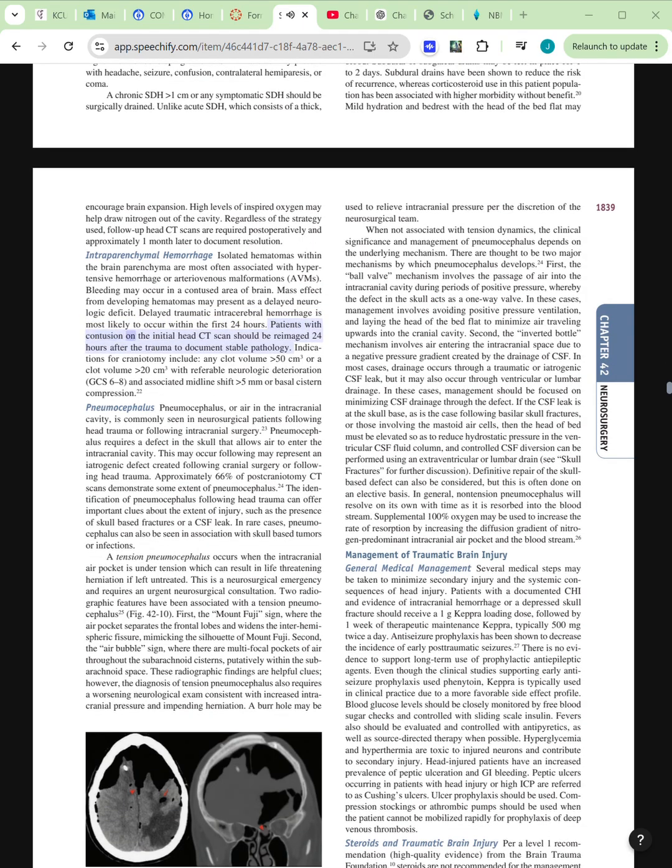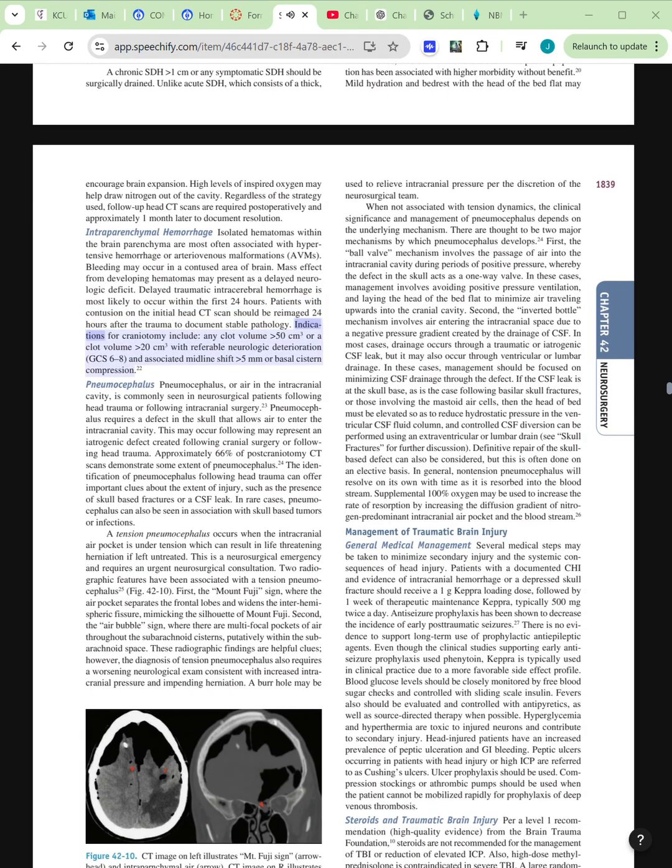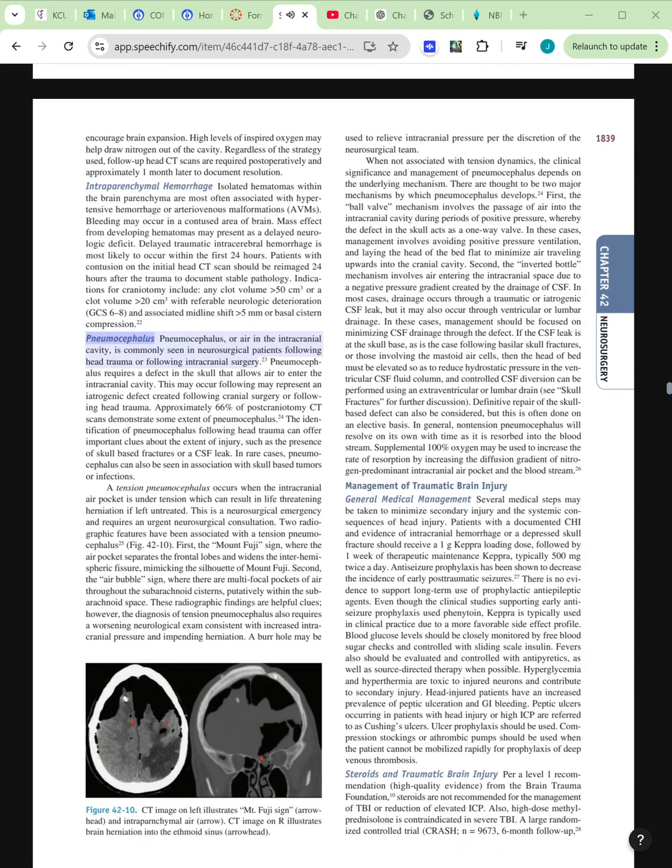Patients with contusion on the initial head CT scan should be reimaged 24 hours after the trauma to document stable pathology. Indications for craniotomy include any clot volume greater than 50 centimeters or a clot volume greater than 20 centimeters with referable neurologic deterioration, GCS 6-8, an associated midline shift greater than 5 millimeters, or basal cistern compression.